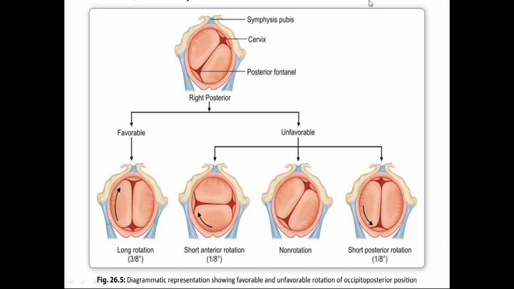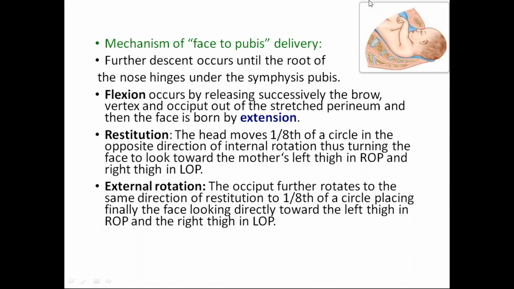Then the occiput will move posterior, in the opposite direction. These are the things possible in occiput posterior position. So this is the mechanism of phase 2 of this delivery.